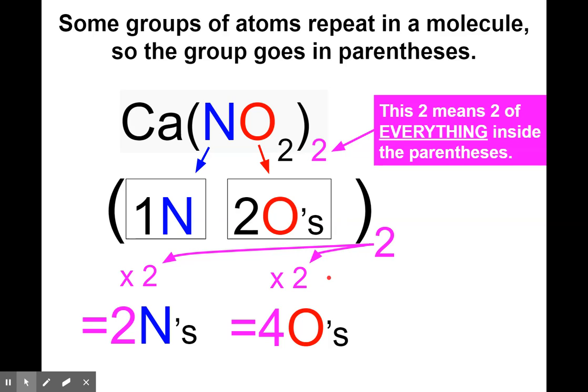Okay, so in this molecule, there's one Ca. I didn't write anything about that because that's just simple. There's no letter, no number here. So just one Ca, two N's, and 4 O's.